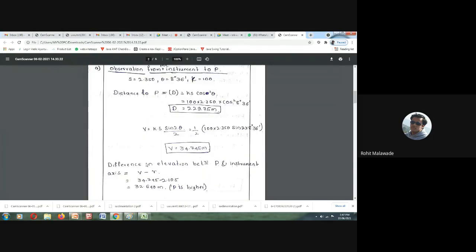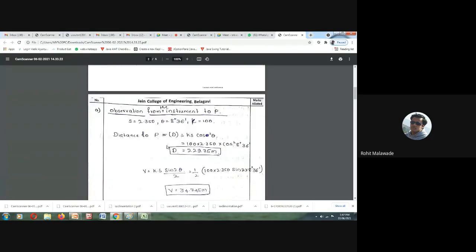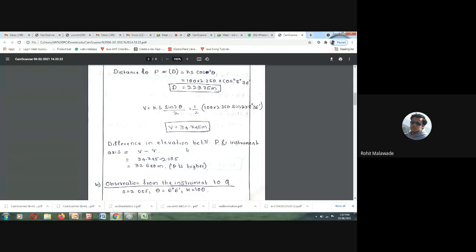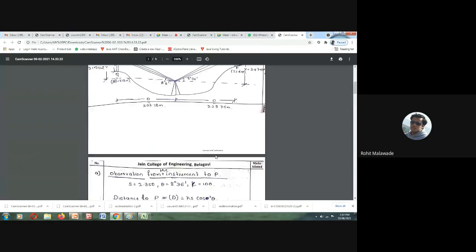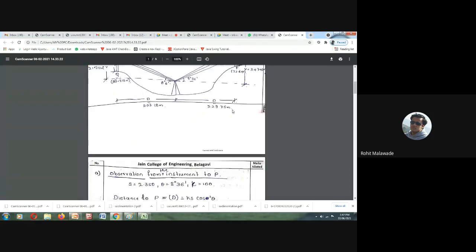Then we want to know the height of this particular level as compared to V. What is the height of P? We need to find it. So we needed to know the difference in elevation between the instrument axis and the staff.